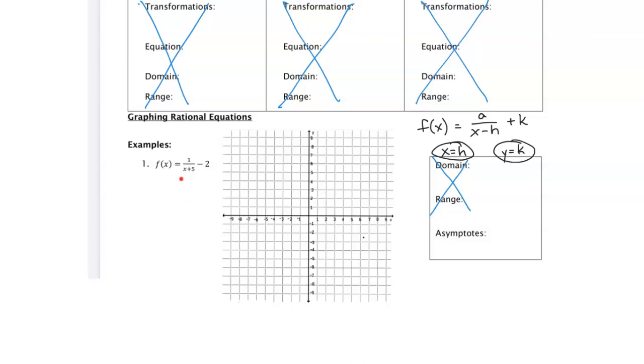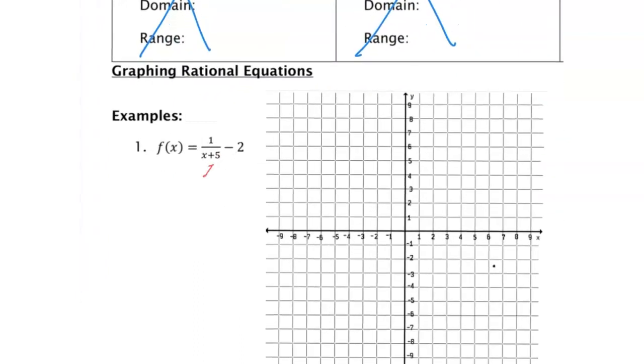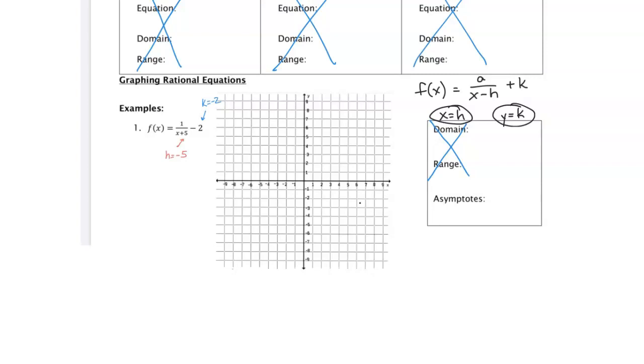So in our equation, at the bottom of our fraction, 1 over x plus 5, we have that plus 5. So here we have our h value. But again, remember that the h value is the opposite of what you see, so it's really a negative 5. And then we have our k value. Our k value is a negative 2. So when we're thinking about the asymptotes, we'll have that one equation, which is x equals our h value, so x equals negative 5. And your second one is y equals your k value, so y is equal to negative 2. Those are our two asymptotes.